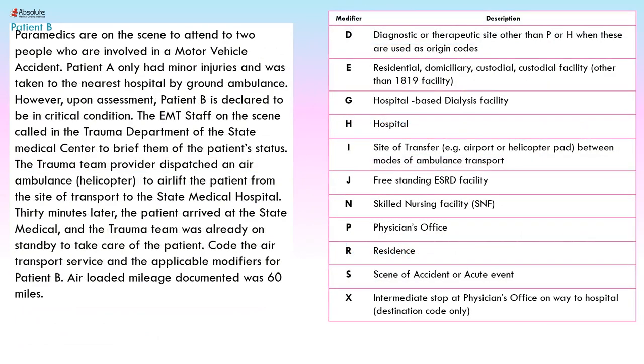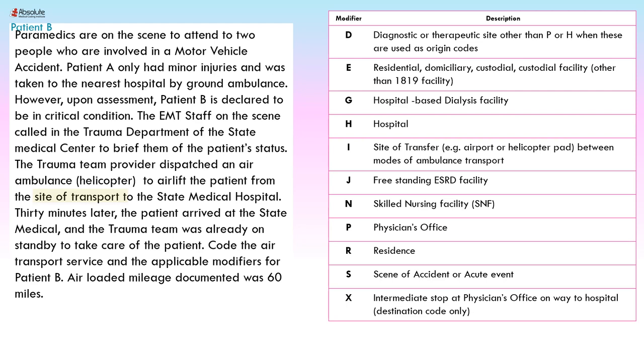Okay, coders, so we're now in our favorite again, the origin and the destination. And I have a feeling that you already got this down pat. If you do, go ahead and share your answer in the chat. So the origin here is from the site of transport. Remember, we're talking about the air transport here, right, for patient B.